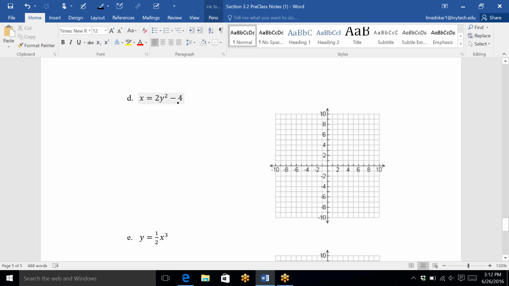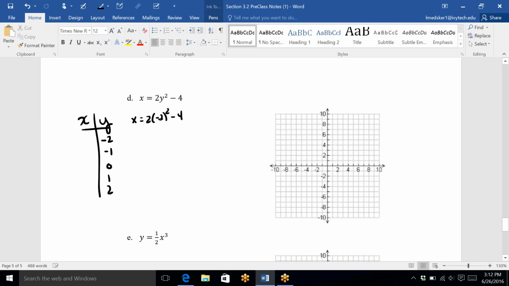So let's do this one. This one's a little tricky for students because this time the x is by itself. So if that ever happens, pick your y's instead and then plug in to get your x's. So we can try the -1, -2, 0, 1, and 2, but we're plugging them in for y. So I'll work that out.